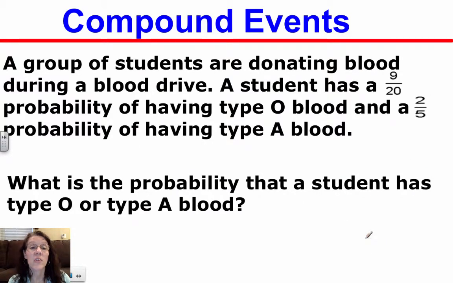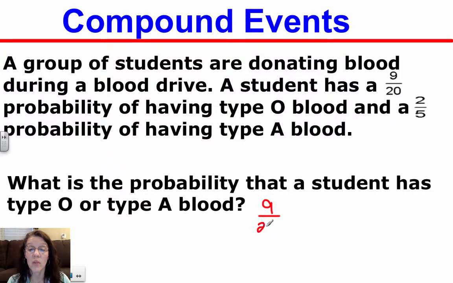A group of students are donating during a blood drive. A student has a 9 in 20 probability of having type O and a 2 in 5 probability of having type A blood. So the first thing we need to ask ourselves is what the question is. It says, what is the probability that a student has type O or type A blood? Right? Is there any overlap? Can you have both O and A blood? No, you can't. So these are mutually exclusive events, so we simply add the 2 events together.